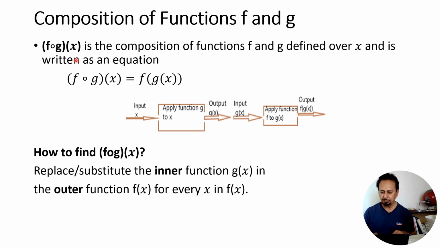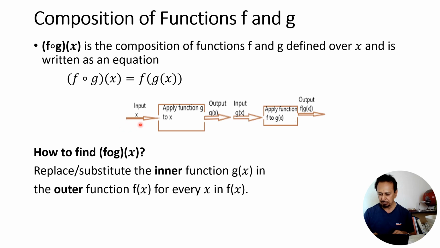f circle g defined over x is the composition of functions f and g defined over x and is written as an equation: f circle g of x is equal to f of g of x. We can visualize it like this.